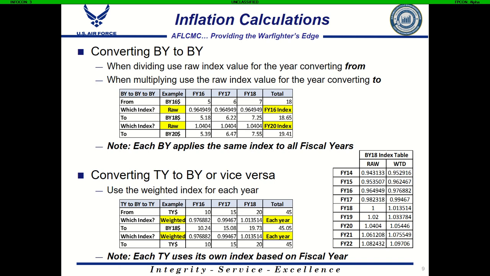So to get out of that index to the then year amounts again, we would multiply by the weighted index for the target year. So since we're going to FY16, we're going to use the weighted index for FY16. We're going to FY17, the weighted index for FY17, and so on. And you can see that here. So again, then year conversions uses the index based on the fiscal year in which the dollars appear.